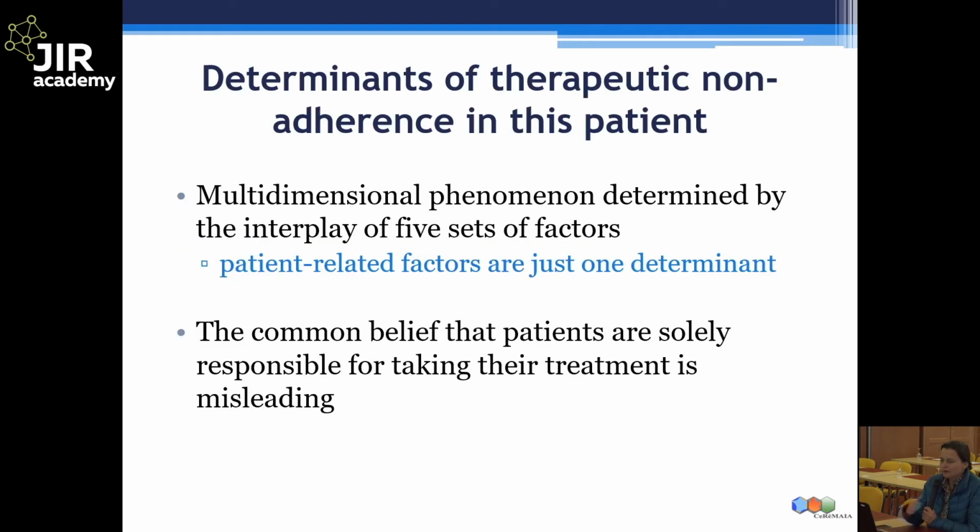The fault we are often making is to think that adherence has only one determinant, and it's only the patient-related factors. And you are right, they are not the only factors, it's just one determinant among others for adherence. So the common belief that the patients are solely responsible for taking their treatment is misleading, and we have to look where we can act on it.